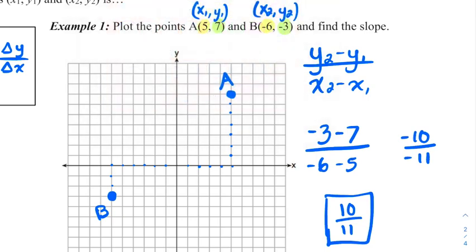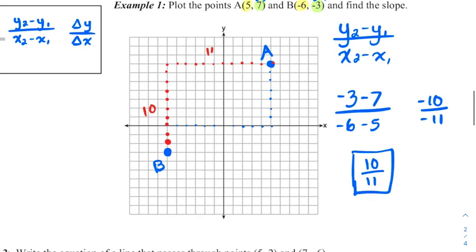So going from B to A, up 10 over 11. So 1, 2, 3, 4, 5, 6, 7, 8, 9, 10. 1, 2, 3, 4, 5, 6, 7, 8, 9, 10, 11. So we could see it does check out. So if you didn't want to use the slope formula, you didn't have to. You could really have just counted.